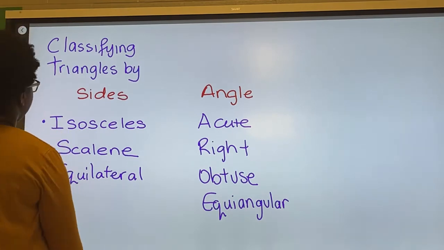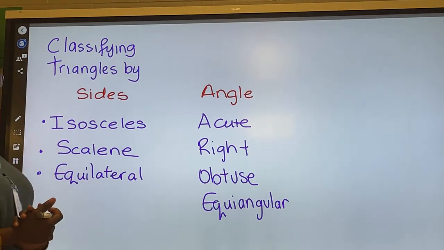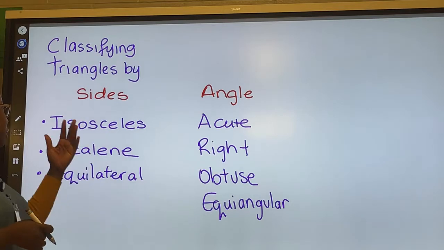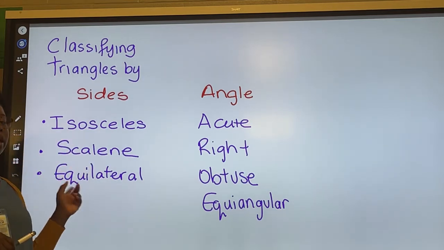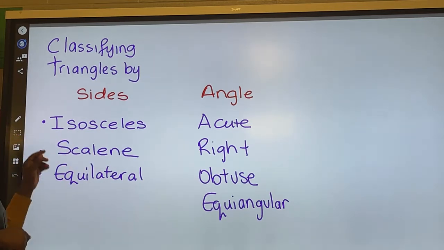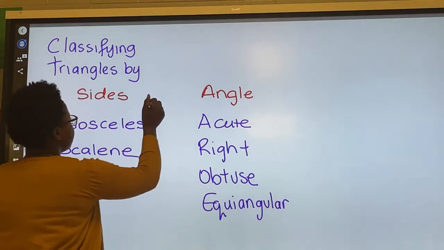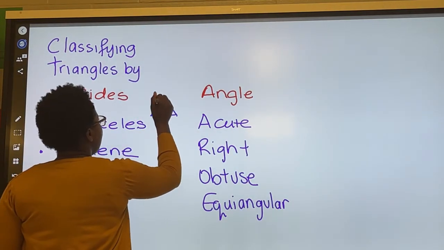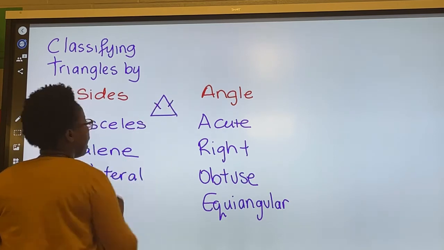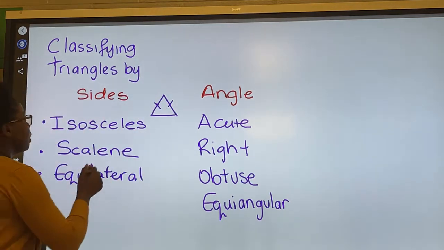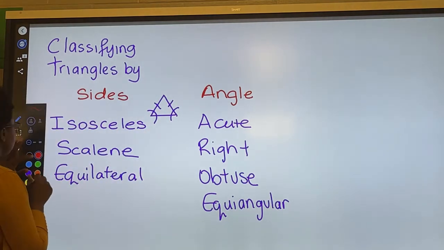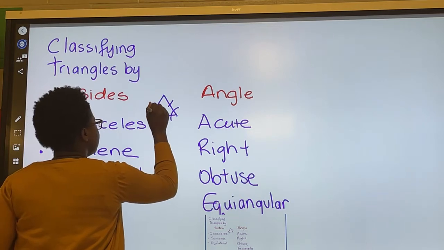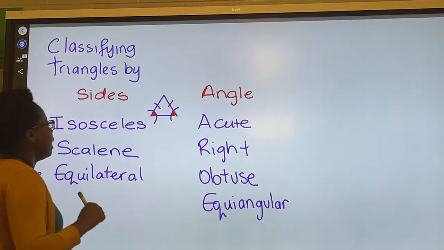Alright, so when you're classifying triangles by side, there are three types of triangles as it relates to your sides. They are either isosceles, scalene, or equilateral. In isosceles triangles, we have two sides that are equal, and therefore the base angles are also equal. So the base angles here are equal, and so we pay attention to the base angles. Alright?